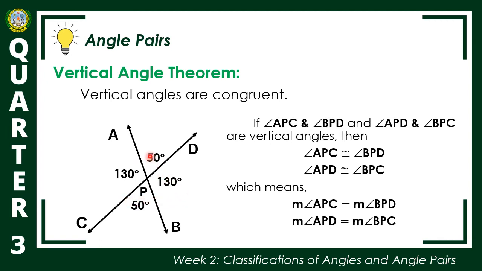Kasi di ba po, parang dalawang linear pair siya na magkadikit. Ang isang linear pair ay 180 degrees. So, meaning 180 plus 180, that's 360 degrees. So, that's one way to check na rin po kung tama yung na-obtain na answers.